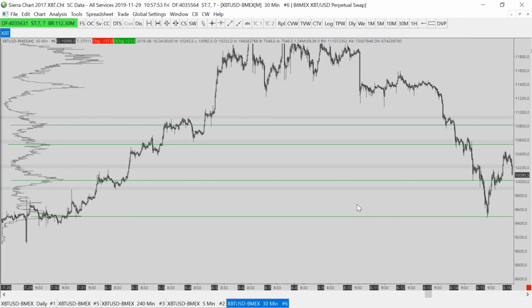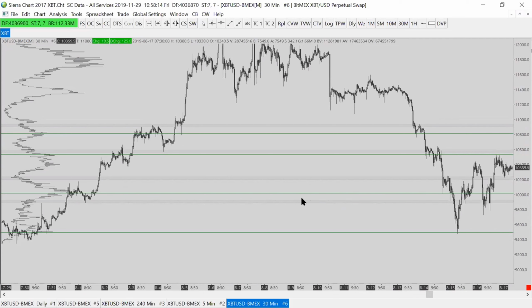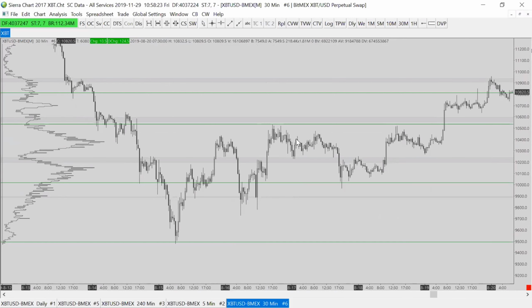So this is generally what I'm looking for when I'm tracking price in relation to the profile. For price to stall at these more voluminous areas, and then to flip prior support levels, prior LVNs. And you can see if I just let this play out a bit that these levels remain kind of relevant over time.